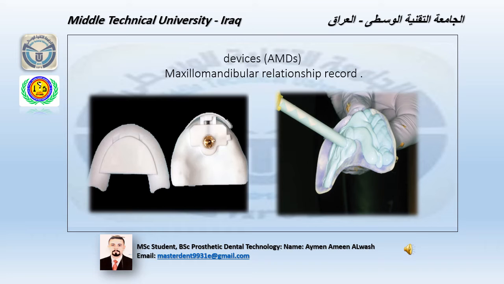Maxillary and mandibular anatomical measure device AMDS, maxillomandibular relationship record. This type of device used to record maxillomandibular relationship and called AMDS.